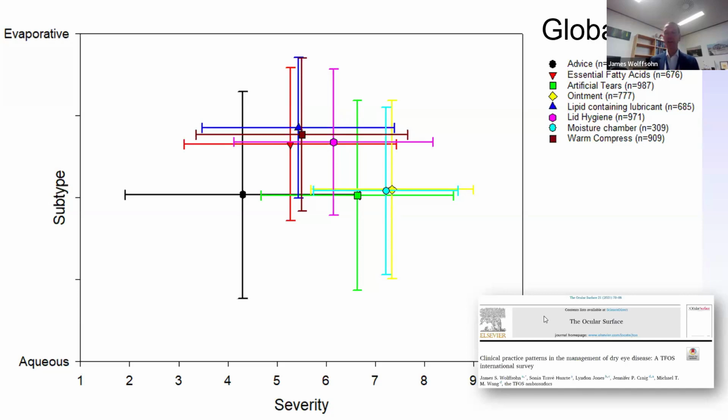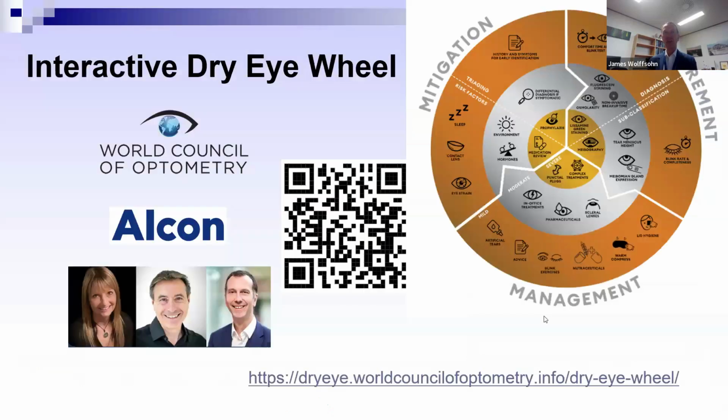at the moment. The other thing that we've introduced more recently, and again ties into digital eye strain, is the interactive dry eye wheel. So that can be reached at the World Council of Optometry website, which the QR code links directly to. And this was developed with my good colleagues, Jennifer Craig, who I'm in New Zealand with currently from the University of Auckland, and Lyndon Jones, who will be very familiar to you from the University of Waterloo in Canada. So this simplifies dry eye in terms of things that we do for mitigation, the things that we do for measurement, and those that we do for management.